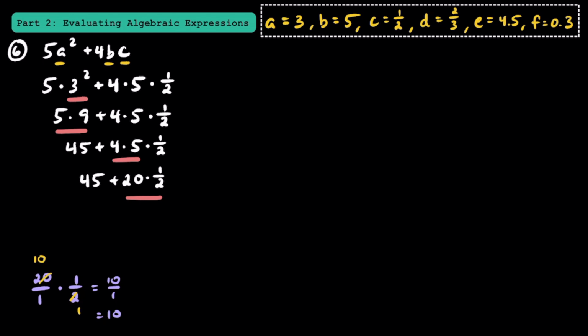Another way you could have thought of this is half of 20 is equal to 10, so we'll write 45 plus 10. Finding the sum of these, we have a final answer of 55. This is the value of this expression. Here's number 7. We have 10f plus 20e minus 2 divided by c.